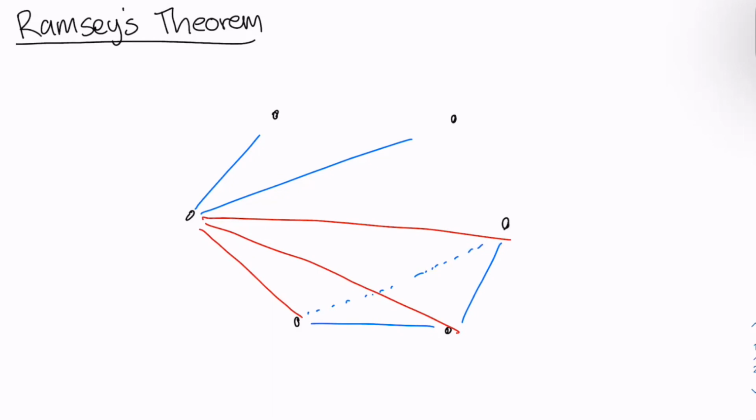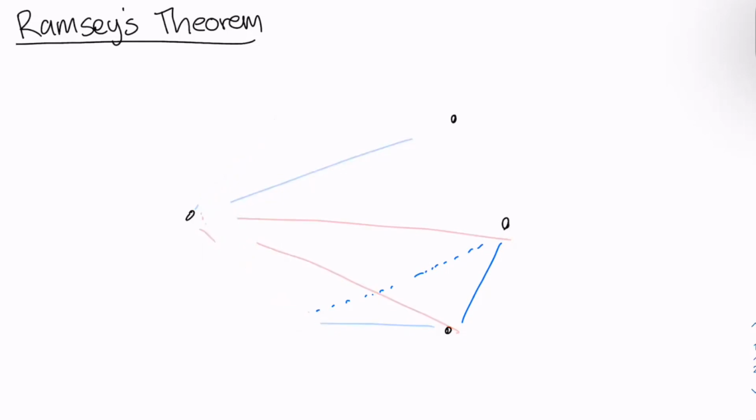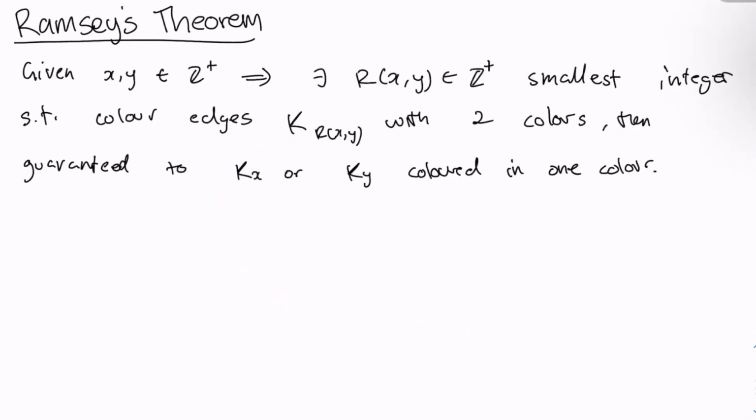So what we find is that no matter how you try and color in this graph, have a go at it, no matter how you try and color it in, you will always have either a blue triangle or a red triangle. So that means that I have to invite 6 people to my party in order to guarantee that 3 people all know each other or 3 people all don't know each other. So what does Ramsey's theorem actually say?